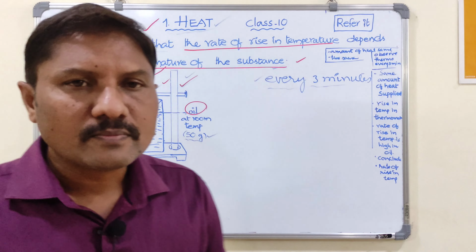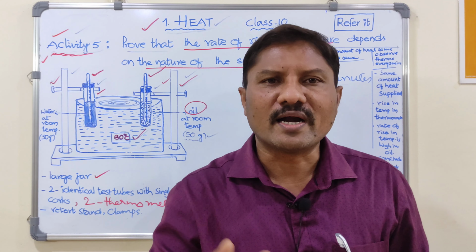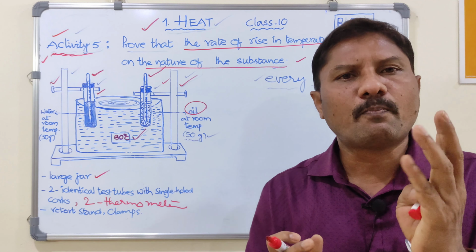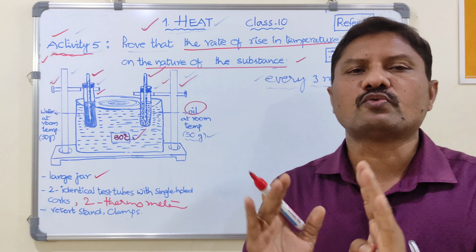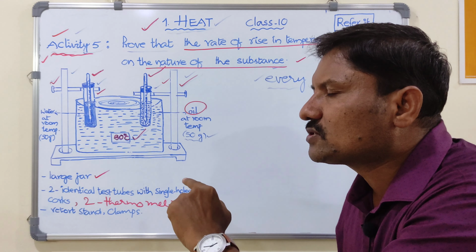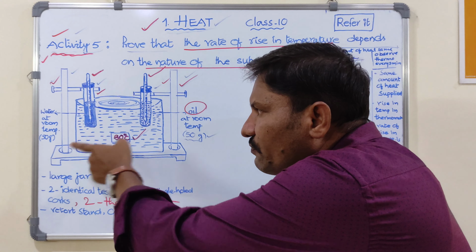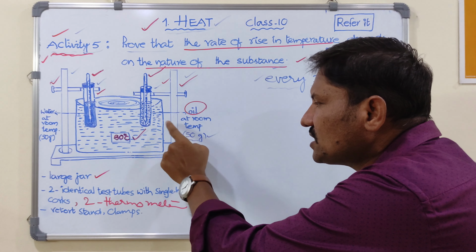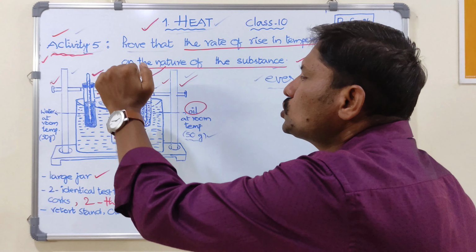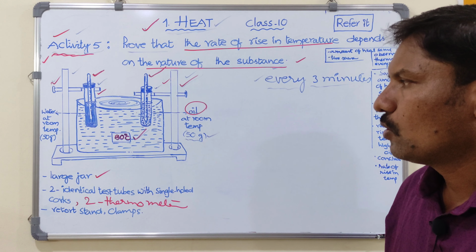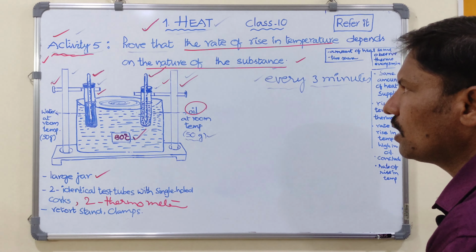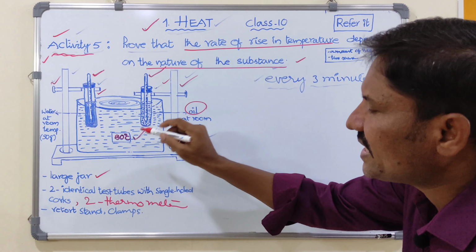Okay. So, here we took a large jar, we took water, we heated the water, and the water is at 80 degrees Celsius, and then we put test tubes in that hot water. So, what is there in those 2 test tubes? One test tube contains 50 grams of water and the other test tube contains 50 grams of oil. And 2 thermometers are inserted in those 2 test tubes. Now, these 2 test tubes are in hot water, which is at 80 degrees Celsius.